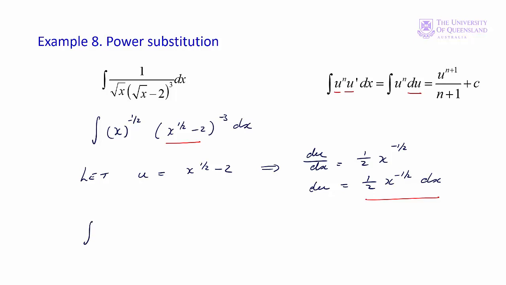The integral of (x to the half minus 2) to the minus 3. Well, we need 1/2 x to the minus 1/2 dx. We didn't originally have a half there, so we can multiply the whole integral by 2. So we're going to replace that by du and that by u. By substitution, our integral becomes 2 times the integral of u to the minus 3 du.